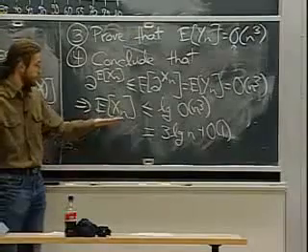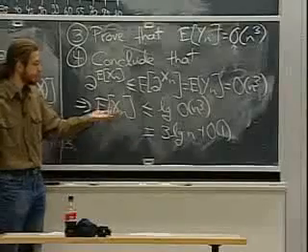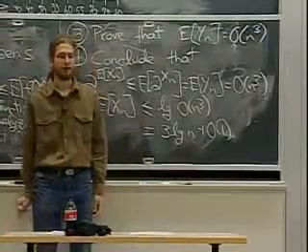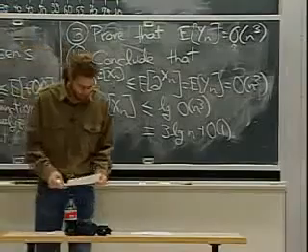So we will prove that the expected height of a randomly constructed binary search tree on n nodes is roughly 3 log n at most. I'll say more about that later.